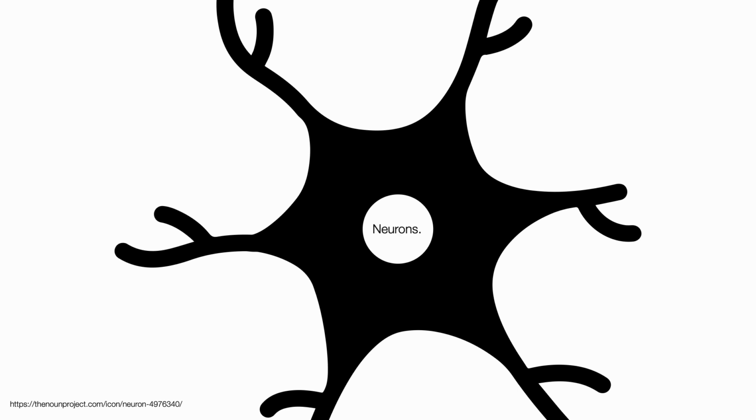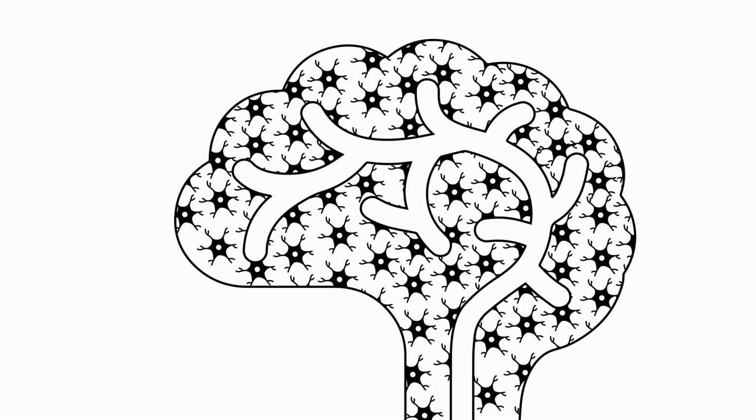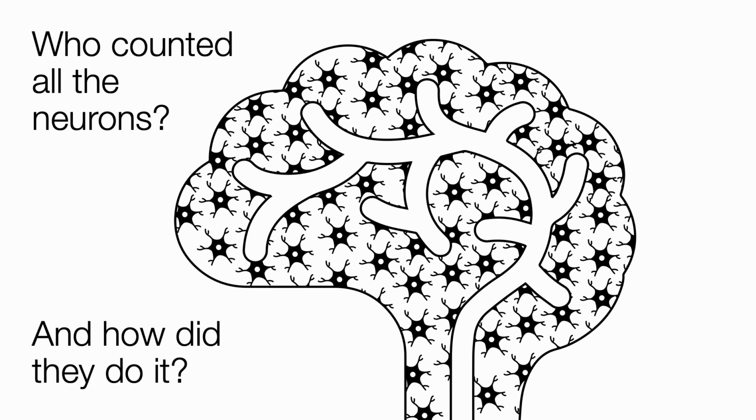Neurons. They're small, there's plenty, and their function is essential to make us, us. But how do we know how many neurons make up our brain? Who did all the counting, and how did they do it?